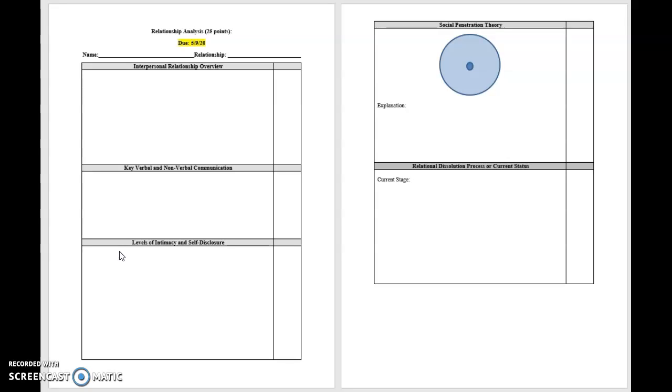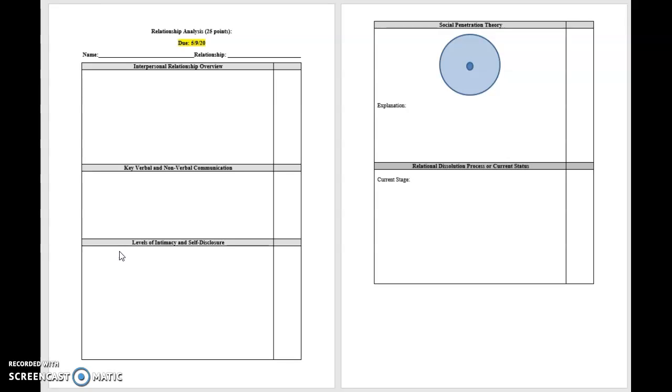Onto the second page, there's a diagram from the social penetration theory. And remember, social penetration theory is how deeply we allow somebody to get to know us, how much information we self-disclose to people, how much information we feel comfortable self-disclosing to somebody. So tell me where the person lives in the social penetration of your relationship.